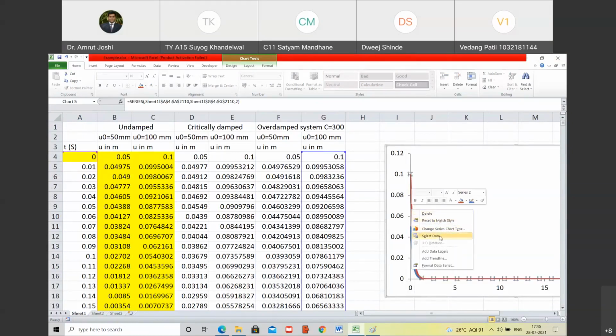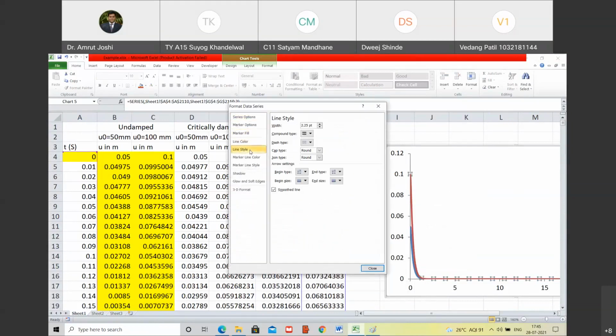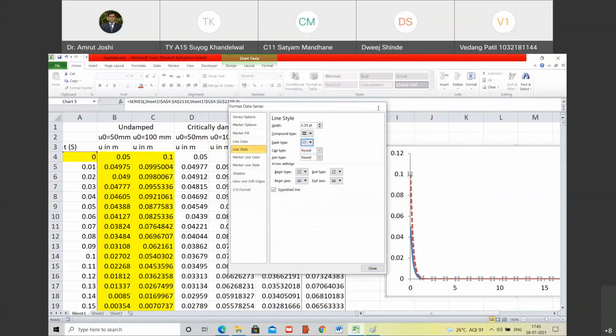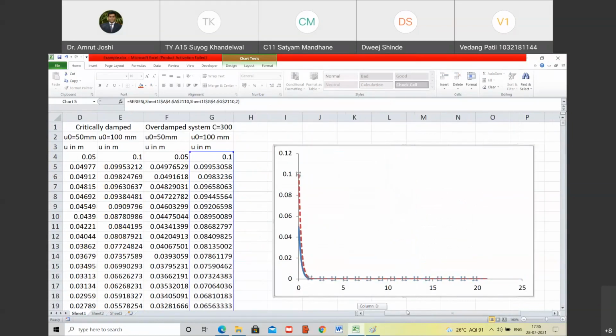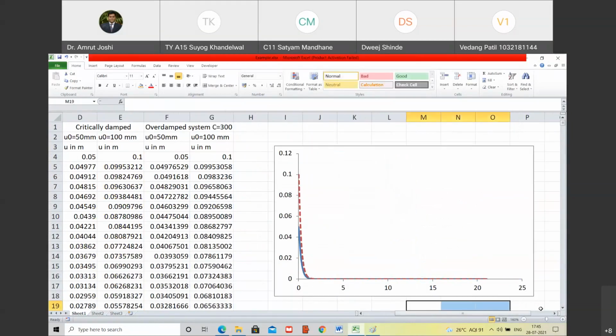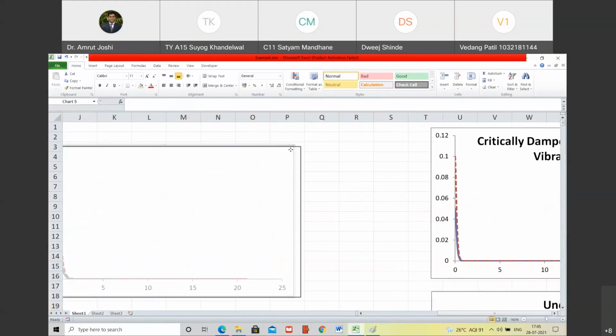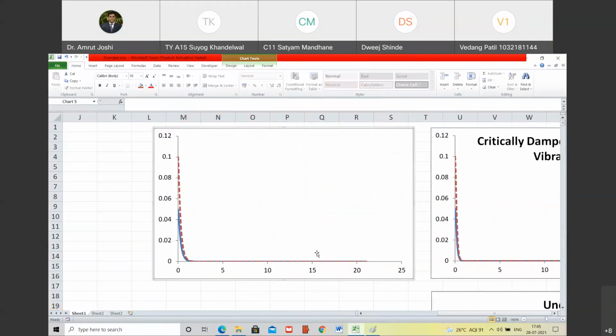So that we keep the same notations for all the graphs. Happy? Yes, sir. So this is the response now of which system? Overdamped system. Is it very similar to the critically damped system? Yes, sir. Yes, but there are minor differences. Those differences we are going to elaborate in the next class.